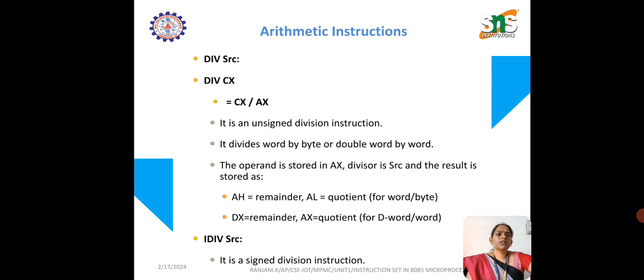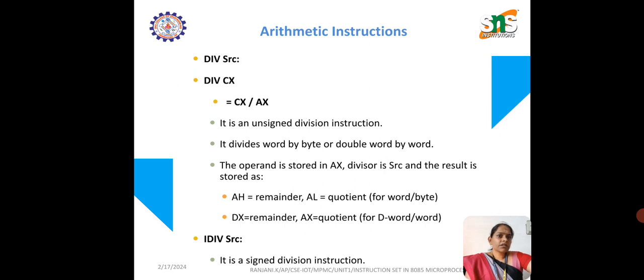So next is your division operation, where it performs a division, and that is DIV CX. So the value that is in AX is divided by the value that is in CX. It is an unsigned division instruction, and it divides word by byte or double word by word. The operand is stored in AX, and the divisor is SRC.